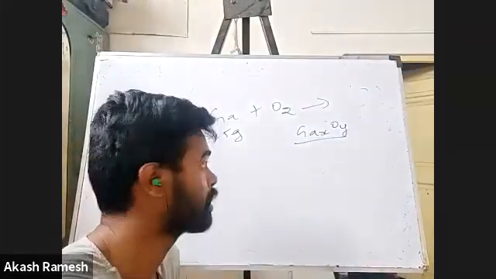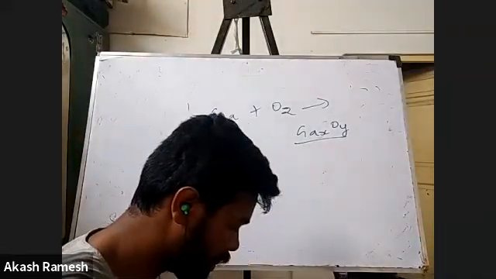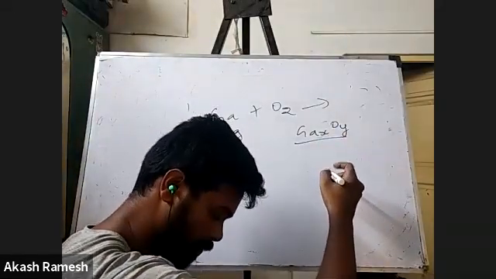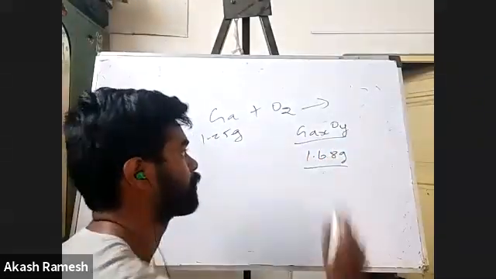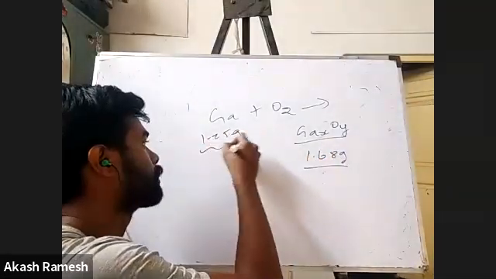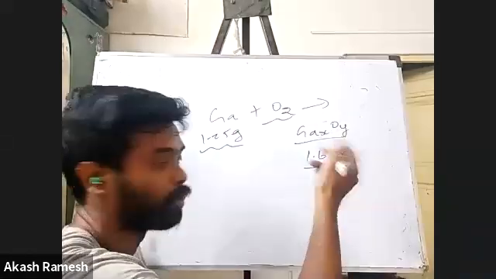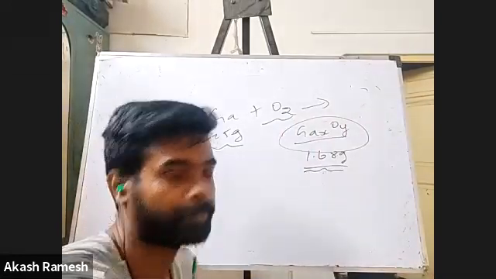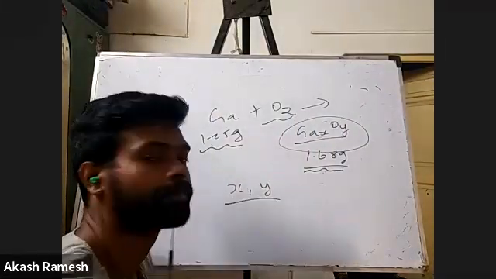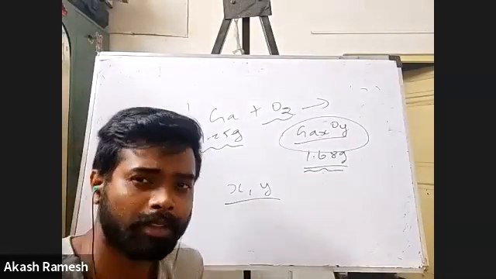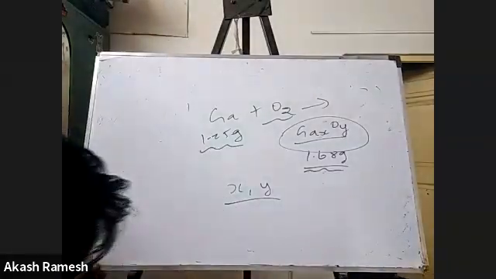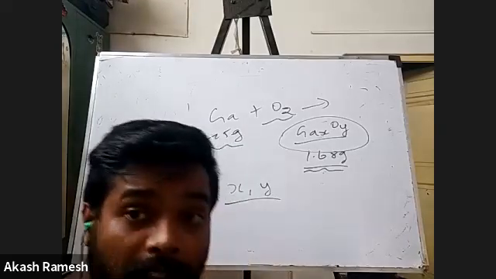They didn't give the amount of oxygen, but they have given that the amount of GaXOY is 1.68 grams. So this much gallium reacts with some amount of O2 to give this much gallium oxide. I don't know exactly what the formula of the gallium oxide is. Tell me what X and Y are. Think about it. Gallium atomic mass is 70.